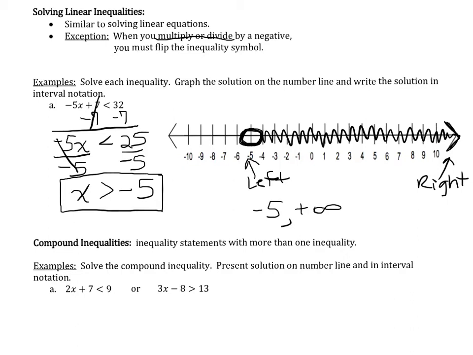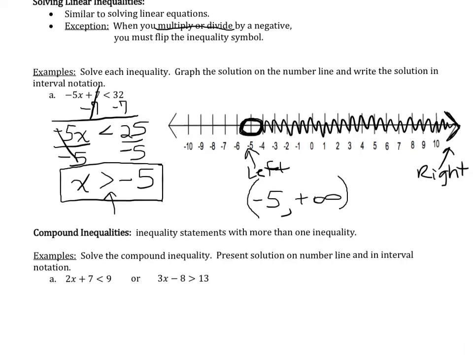Anytime we have an infinity, we always use a parenthesis. And since that's an open circle and that's a greater than without an equal sign, I have to use parentheses around that negative 5, right? So my solution set in interval notation is from negative 5 to positive infinity. All right, that's solving linear inequalities, and they can get a little bit more complicated. We will see more examples like that in class.